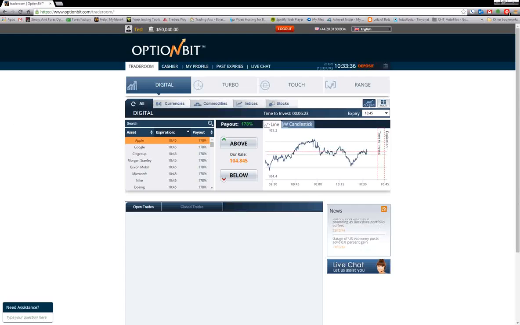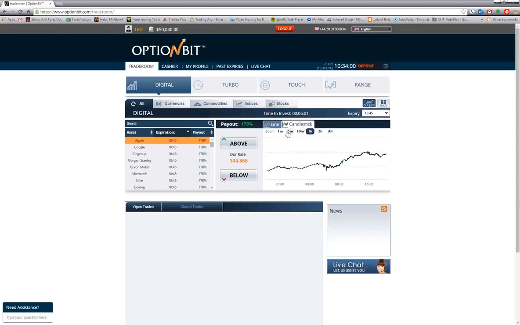Other than that, let's take a look first. Trading wise, what do they offer? They offer what they call digital type trades, which is just a fancy word for your standard binary options trade. You pick whether price is going to be above or below where you enter in the set time frame. So if, for instance, you're on Apple and you enter a trade, let's go to candlestick so I can explain it.